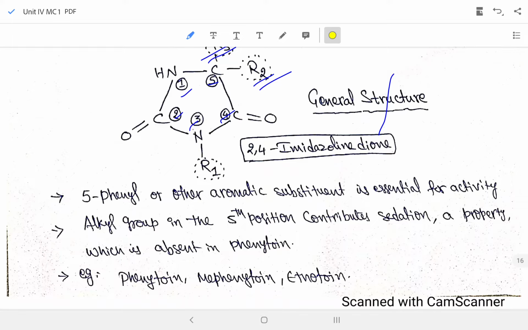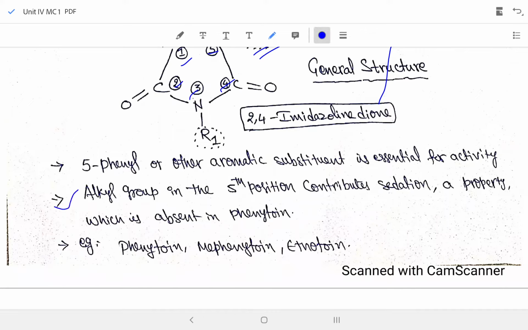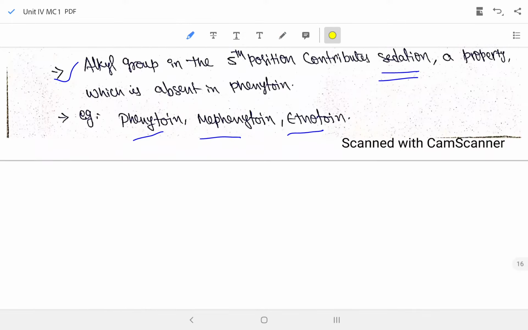Then the second point comes in: an alkyl group in the fifth position contributes to sedation. Sedation means a calming effect and drowsiness. Sedation is a property which is absent in phenytoin. Phenytoin doesn't have an alkyl group; it has only a phenyl group. So the examples for hydantoins are phenytoin, methphenytoin, ethatoin. The structure activity relationship points are very few, so it is very easy for you to remember.